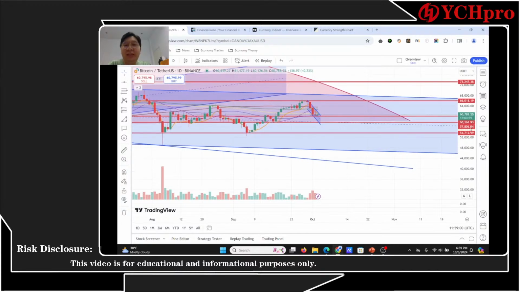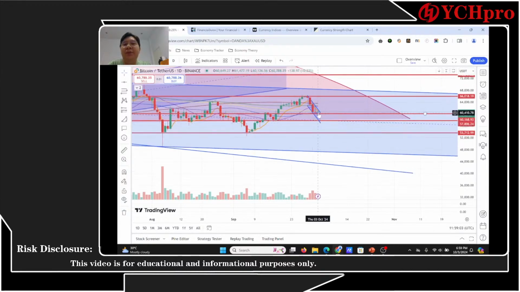But on the short-term basis, as I've said, there's a possibility for a small rebound reaching around 62,000.